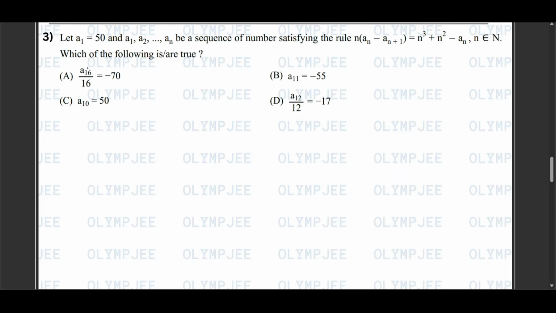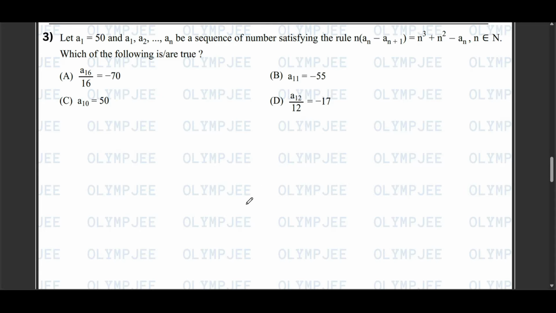So we must relate AN with A1, right? Because if we do it for A1, A2, A3 till 16, then it will take a lot of time. So something related to a telescopic sum we have to do. But for that, both the terms should have the same format. Like here there is n multiplied by this, and there is n plus 1 here, but n multiplied by this, so that is not matching the coefficient. You will understand what I'm saying.